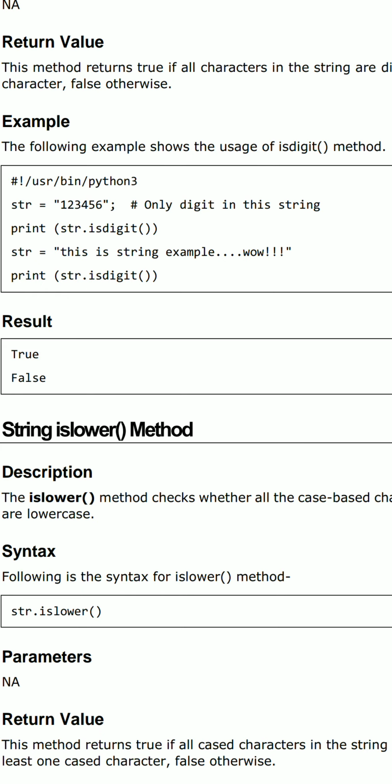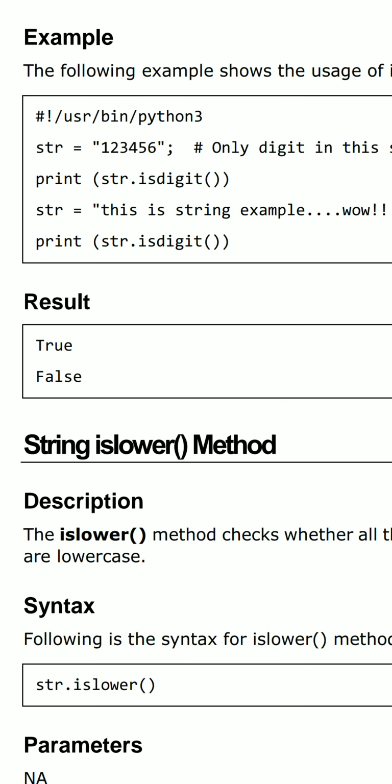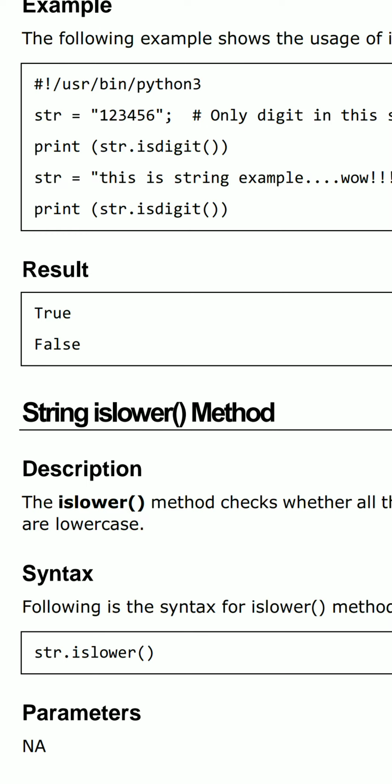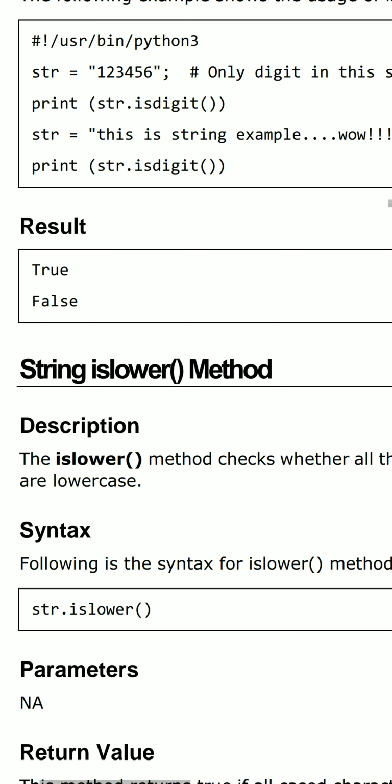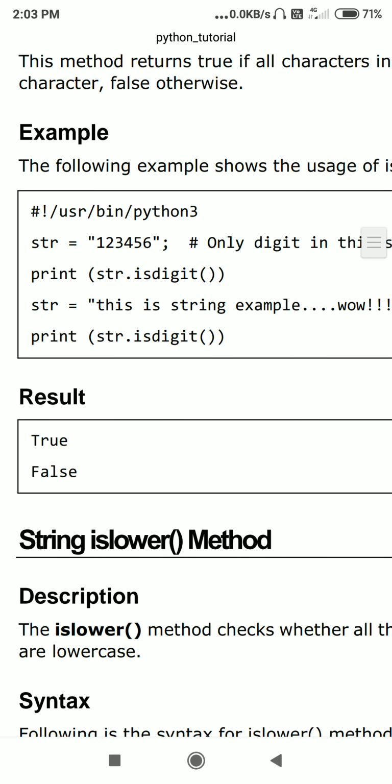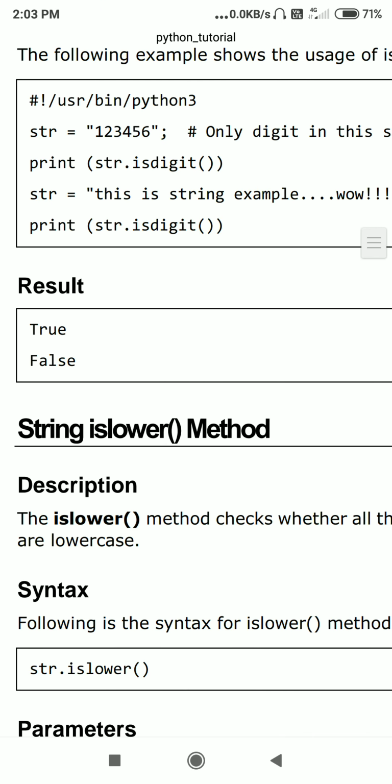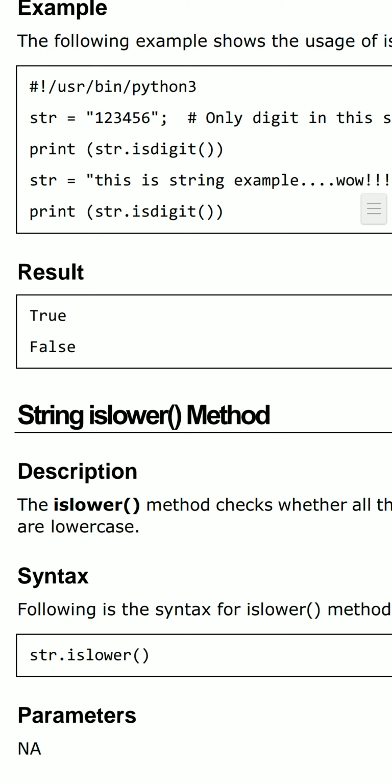And then I have taken a small example. I have a string, 1 2 3 4 5 6, and I am printing the result of isdigit on it. And then I have another string called "this is string example", and I am printing the same isdigit operation. So for the string 1 2 3 4 5 6, isdigit returns the value true.